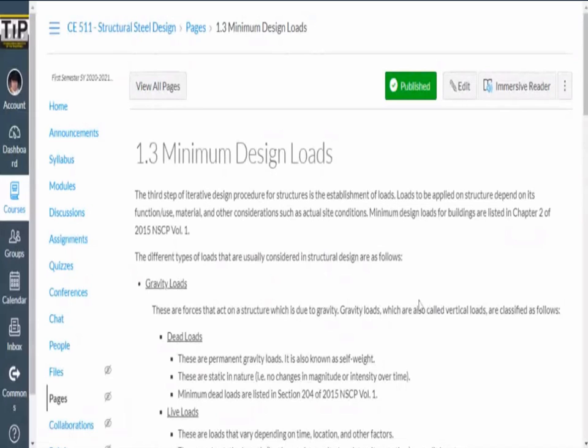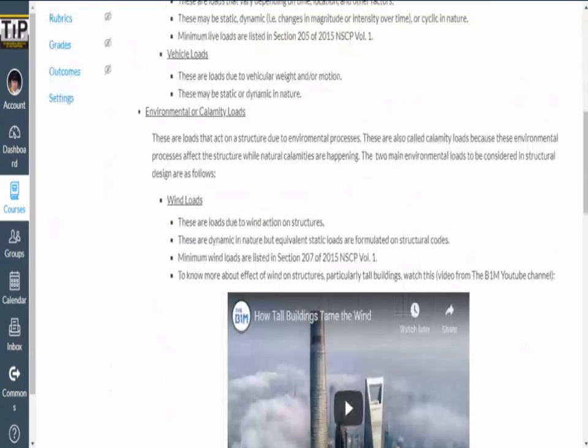So next we will be having the loads. We will only cover this quickly because it is repetitive. You already discussed this during your structural theory class, your earthquake engineering class, your other design courses like reinforced concrete. So we will only go through this a bit more quickly than usual.